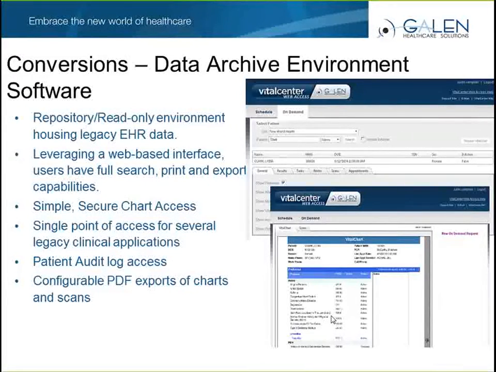What we could do is produce a summary of the data in that source system and bring that into the archive environment. And what that archive environment does is it leverages a web-based interface so users have full search, print, and export capabilities. It provides simple, secure chart access, HIPAA compliant, and it can act as the single point of access for several legacy clinical applications. As you see from the screenshots here, it leverages our patented Vital Center technology. And with that technology, we provide audit of patient access, and we also provide configurable PDF exports of charts and scans. That way, if you needed to print it out or dump it to a flash drive or export it from the system, you have that capability.